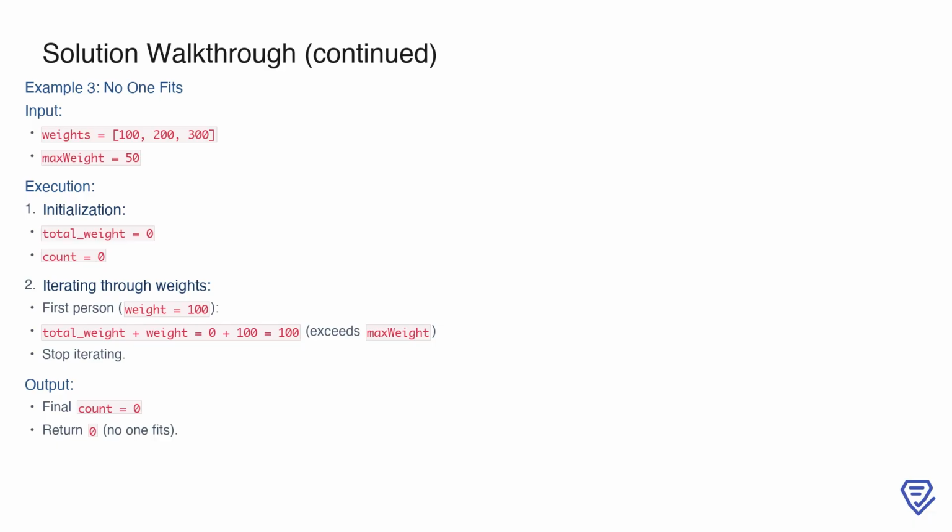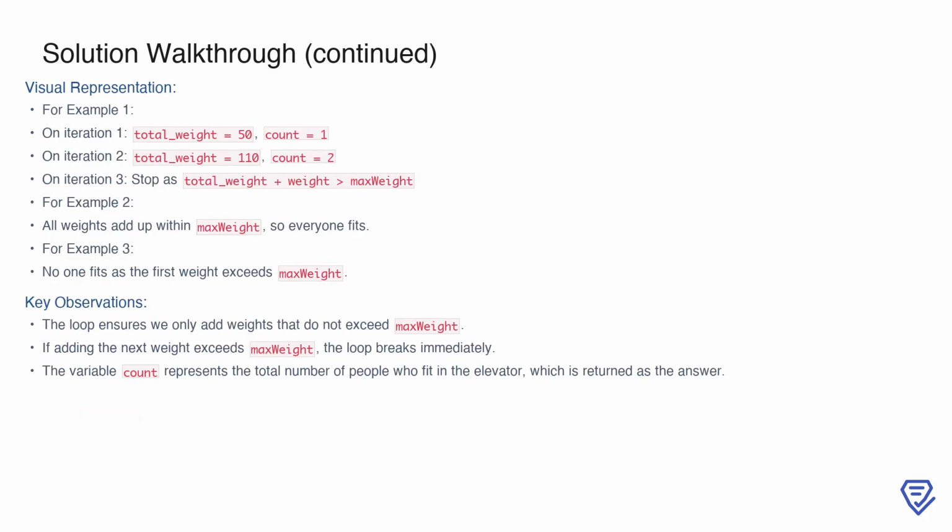As we begin iterating, the first person has a weight of 100. Adding this to total_weight results in 100, which exceeds the max weight of 50. Since the very first weight is already too heavy, we stop the iteration immediately. In this case, no one fits in the elevator, so the final count remains 0, and the function returns 0 as the output.